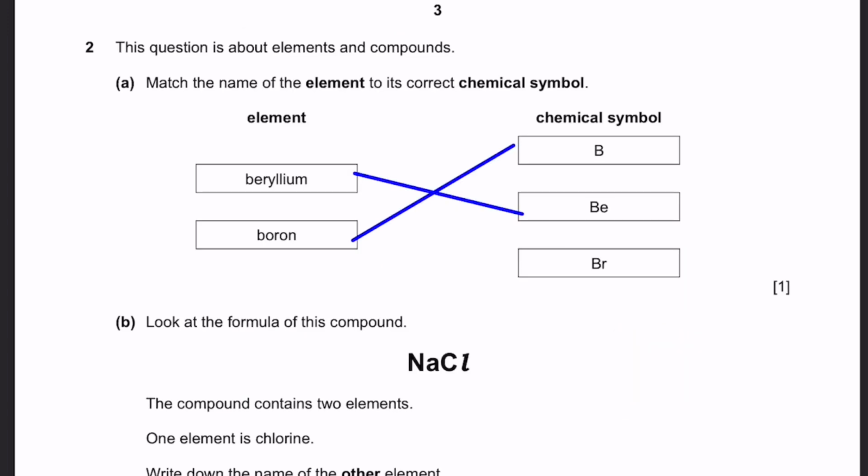Question 2. This question is about elements and compounds. A. Match the name of the element to its correct chemical symbol. Beryllium is Be and boron is B. Br is not one of the two. It is actually bromine.